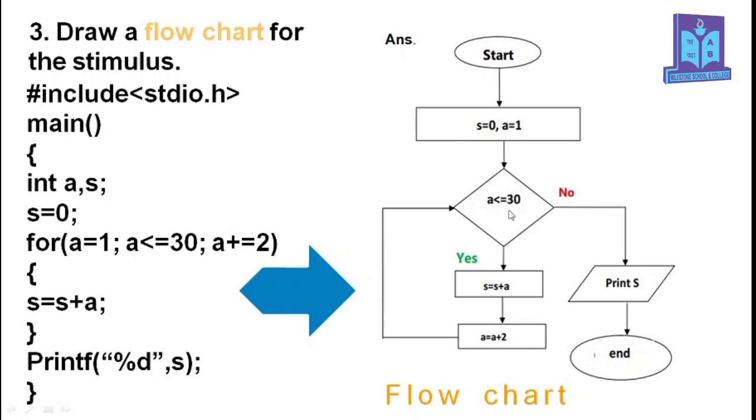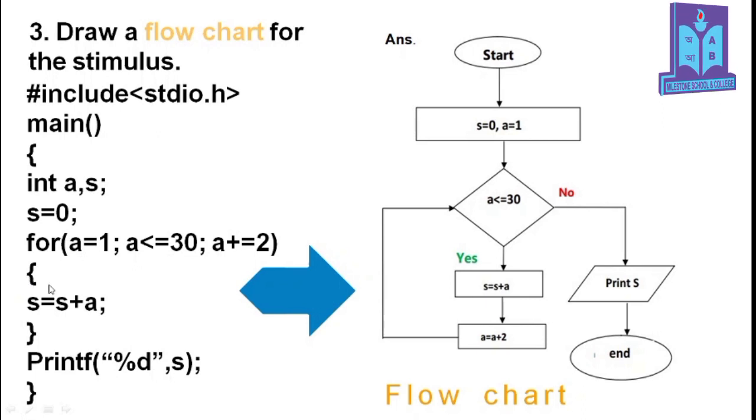Then the check area: a <= 30, the checkbox or diamond-shaped box. You know how to write this condition. Find this condition in this program, inside the for loop: for a = 1, a <= 30. So this condition is the same as in the flowchart, a <= 30.